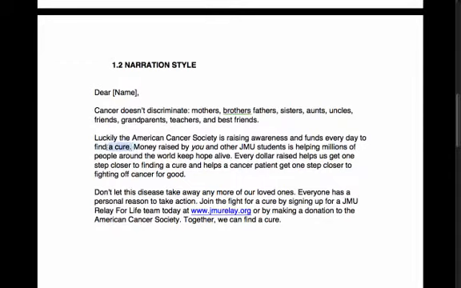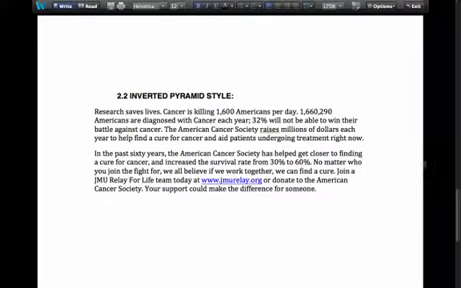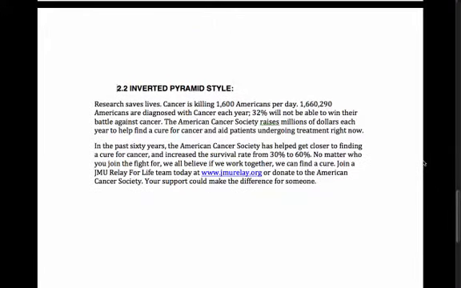As you can see, I used it here and here, and then fight for a cure, which is a variation down here, and lastly down here. This really, I'm hoping, will bring up the positive tone of this message. Here is the second version of the inverted pyramid style.